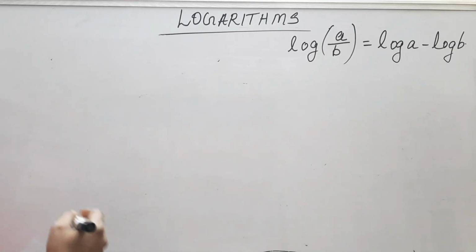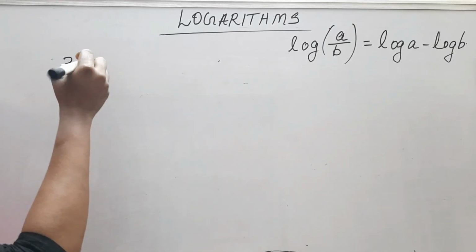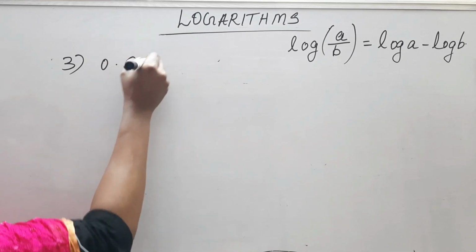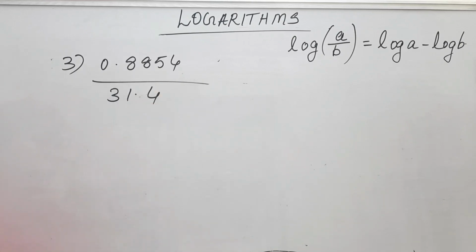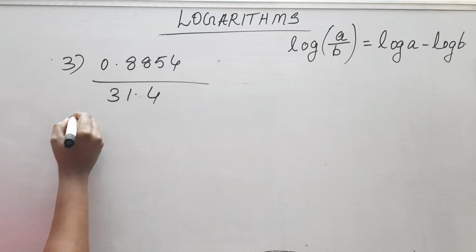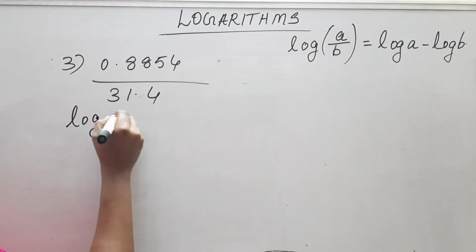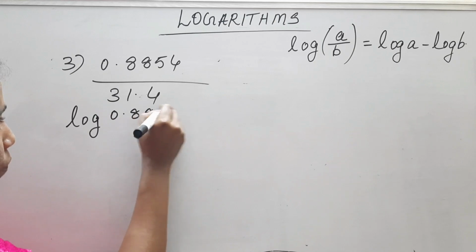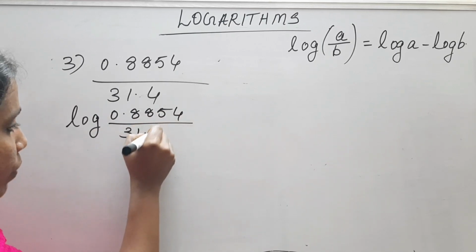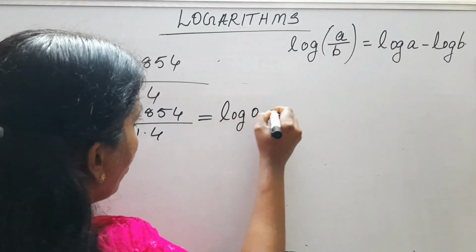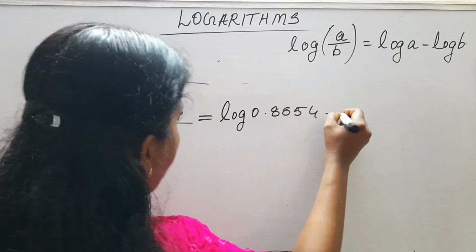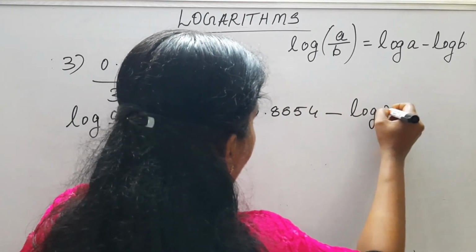Okay, next one is 0.8854 divided by 31.4. This is the next example. Okay, here the number of digits is 4 or less than 4, so no problem. So we'll take the logarithm directly. So the logarithm of 0.8854 divided by 31.4 is equal to the logarithm of 0.8854 minus the logarithm of 31.4.